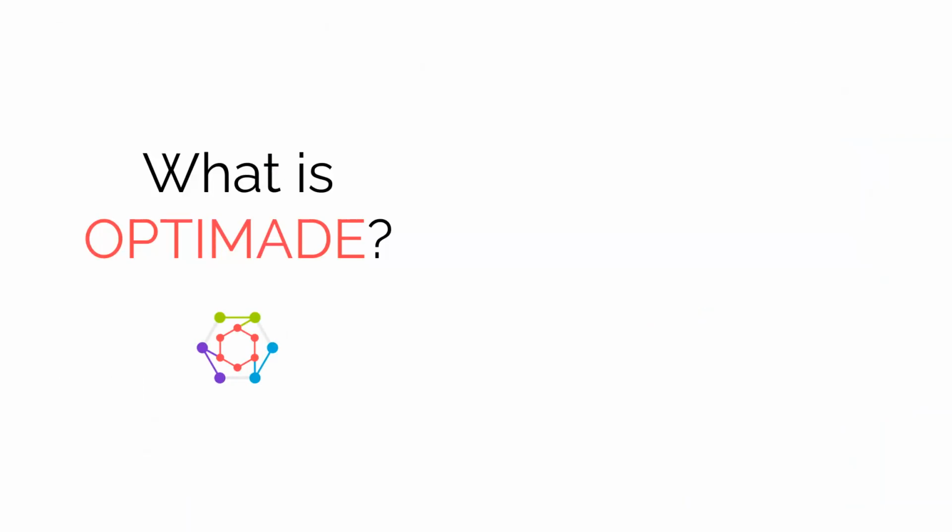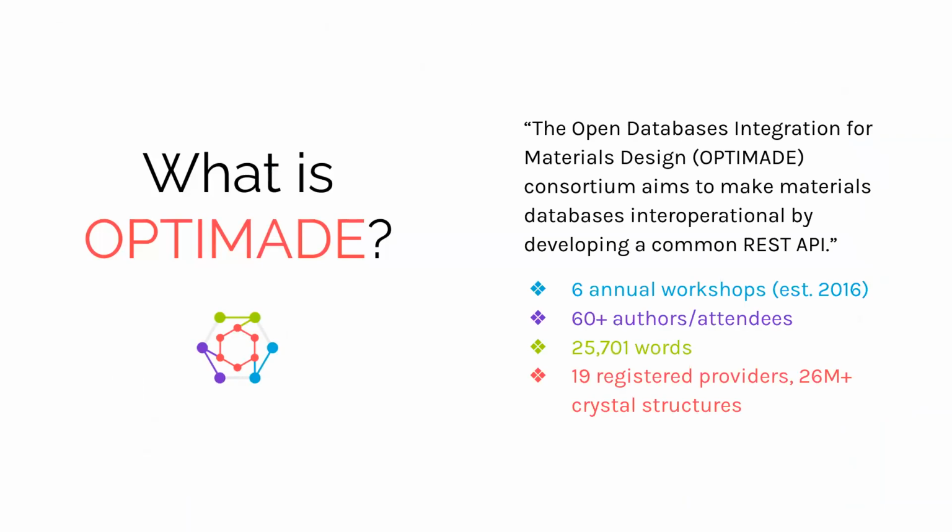Well, there's a really boring answer, which is the one I'm going to give, which is the one on the website. We are a consortium that aims to make materials databases interoperable by developing a common REST API. But really, OPTIMADE was just a collection of people who got together to think about similar problems. It started in 2016, and I bring this up because by design it started very wide. It had representatives from pretty much all the major databases, at least in theory, at that time, many of the ones I've just listed in the last slide. And we've had these annual workshops basically ever since.